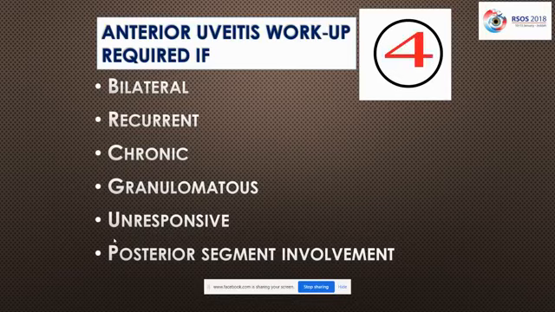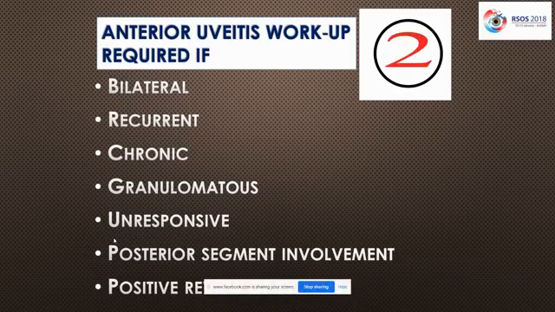So you need to ask about laboratory workup. And if there is a positive review of system that needs to be confirmed with your laboratory workup, you will request workup for those patients. So again, bilateral, recurrent, chronic granulomatous, unresponsive inflammation with posterior segment involvement and with a positive review of system that needs to be highlighted.